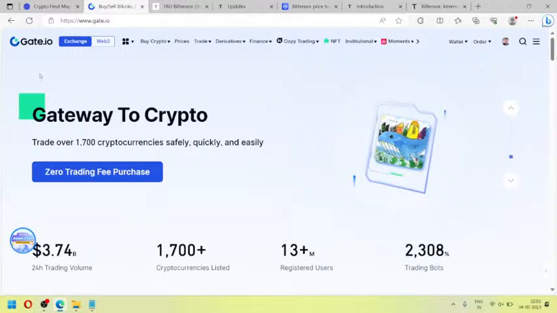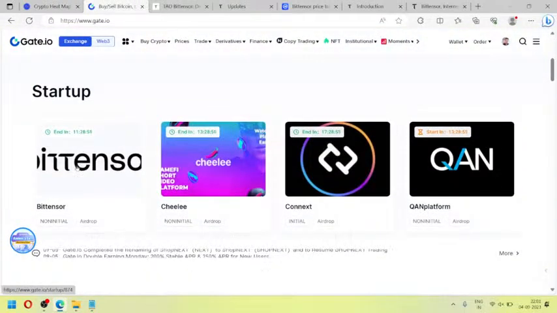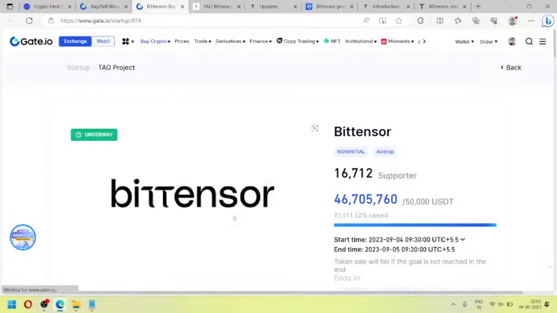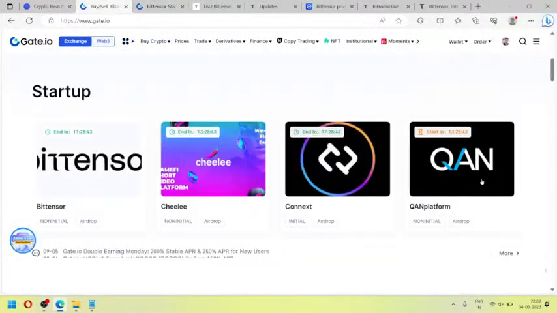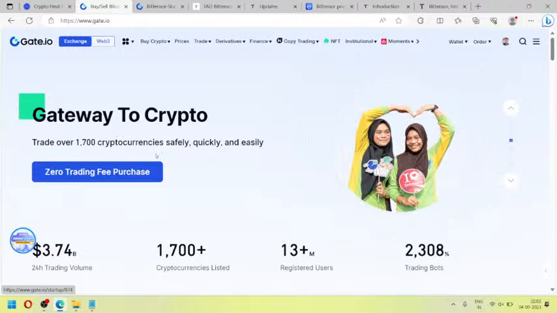Today we are talking about the Gate.io exchange and the Bittensor token. An airdrop is running on Gate.io. Just log in to your Gate.io account, or if you don't have a Gate.io account, just open one.